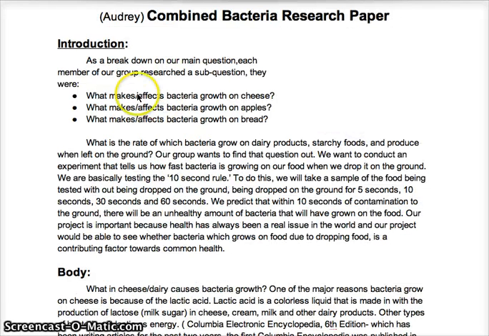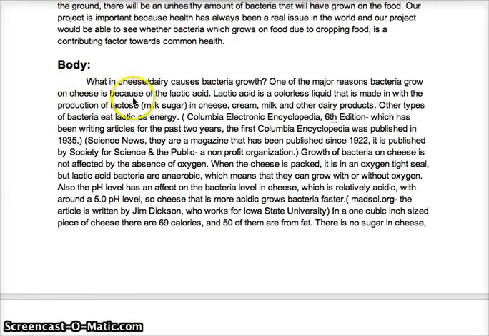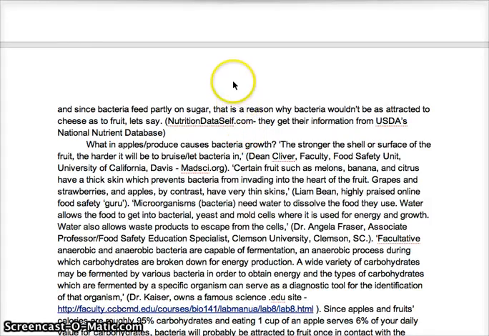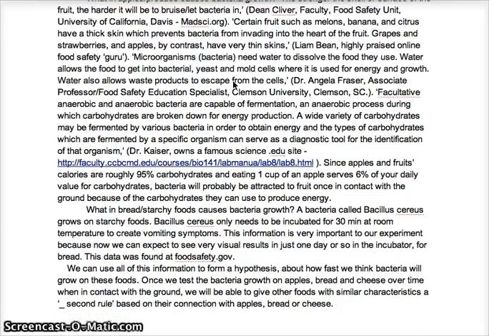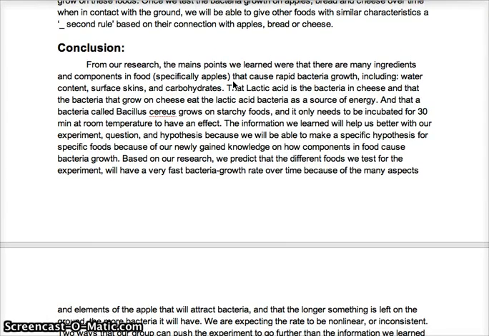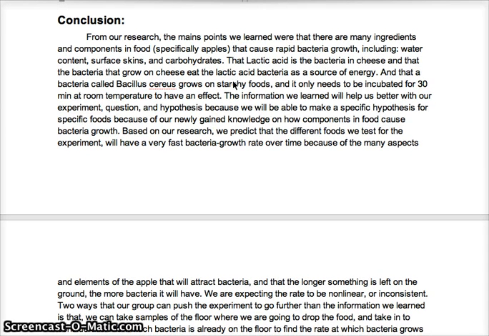Here are the questions that our group researched. What makes or affects bacteria growth on cheese, apples, and bread? We found all of these attributes that are attached to these foods that attract bacteria. We went to different science sites and learned what the rate of bacteria growth is when food is dropped on the ground. We made conclusions from this information that will help us determine and conclude our final research data.